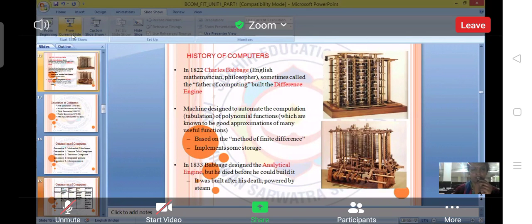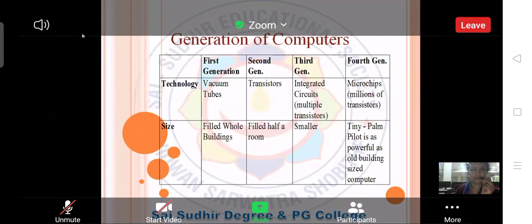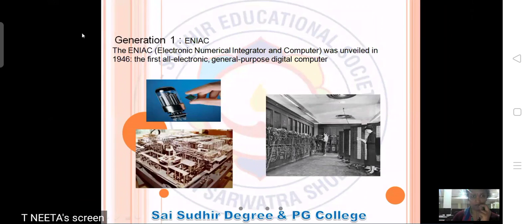So this is the first generation of computers. This was called the Electronic Numerical Integrator and Computer. You can see how big these are. This is nothing but vacuum tubes. They used to occupy whole rooms.